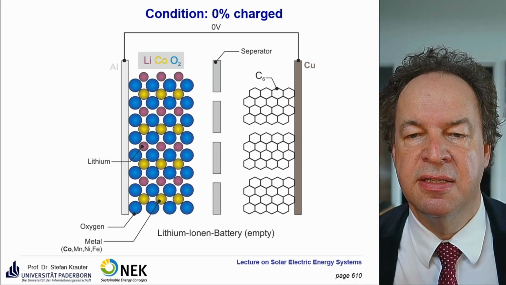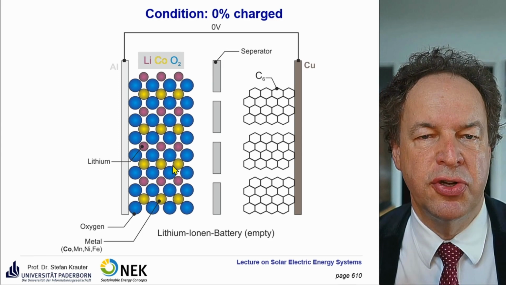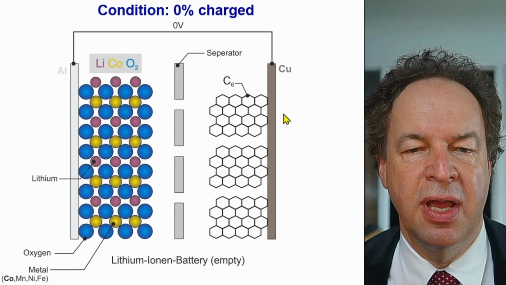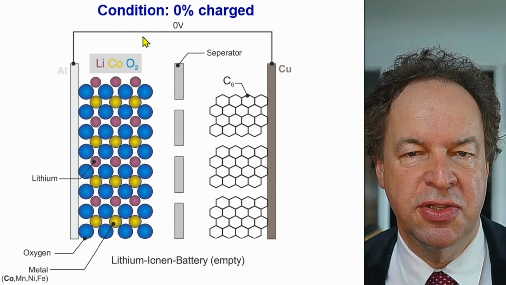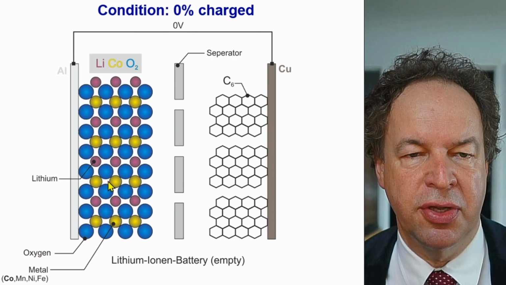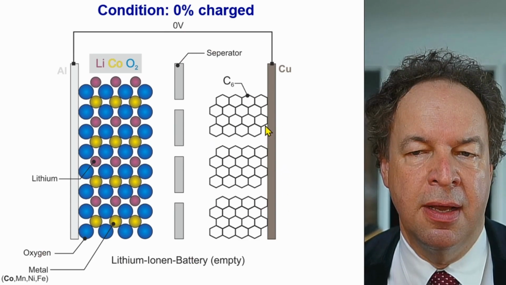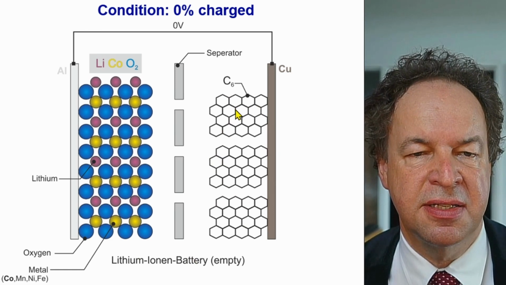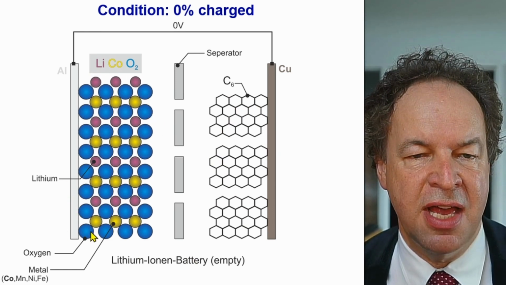Let's take a look at the functioning of a lithium-ion battery. First we look at the discharged condition. We have two electrodes. While it's discharged, we don't have any positive or negative. It's completely discharged, even short circuited. Here you have a copper electrode, and there's a lattice of carbon, graphene, C6. And on the other side, you have lithium cobalt dioxide.